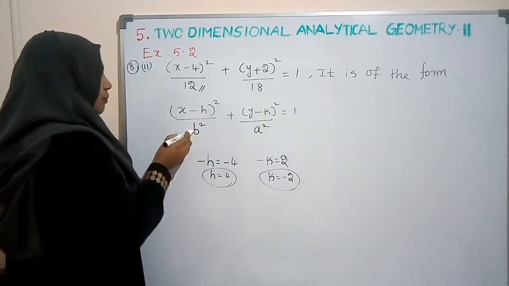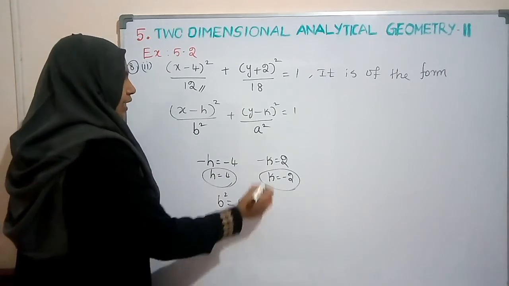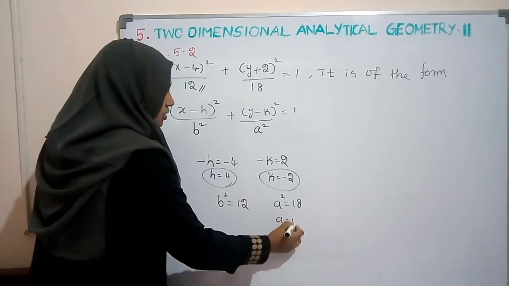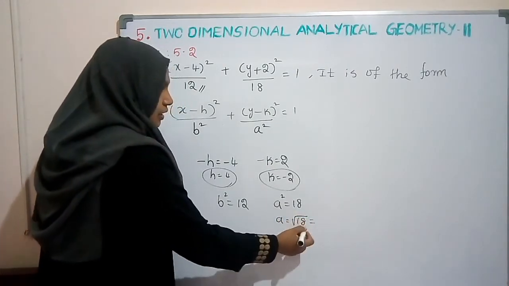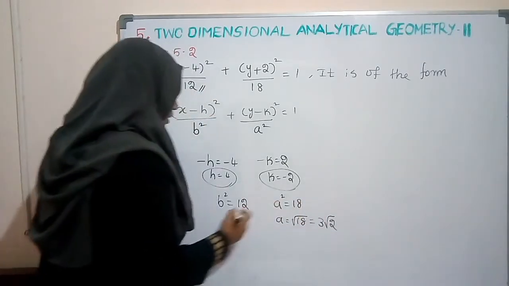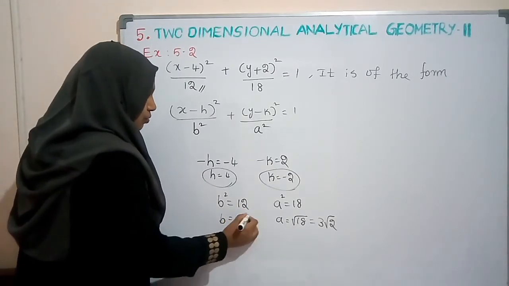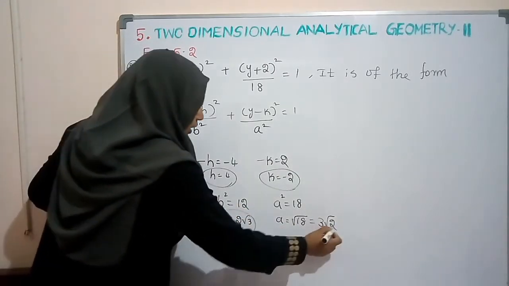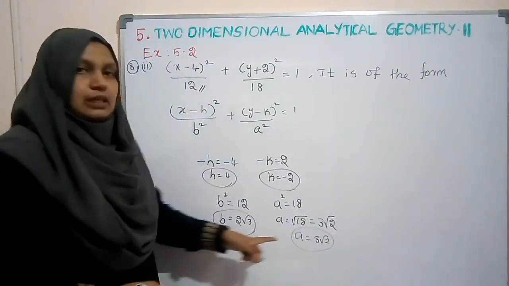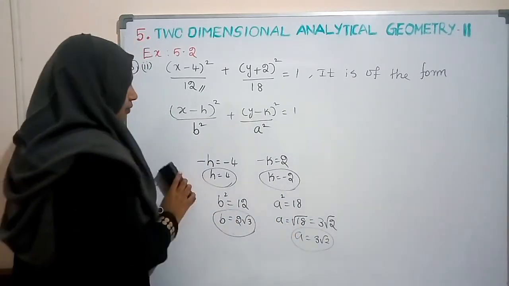Okay. And compare the denominator. b square is equal to 12 and a square is equal to 18. And we need a value also. It is square root of 18. How you will write? 3 root 2. Okay. Square root of 12 also we can find. 12 can be written as 2 root 3. So b is equal to 2 root 3, and a is equal to 3 root 2. Using this a square and b square, now we can find the eccentricity. Okay.